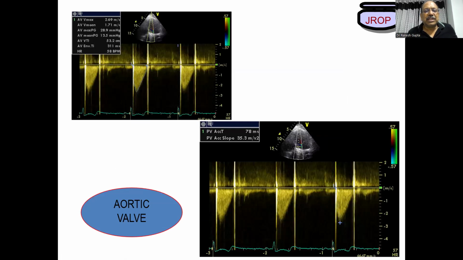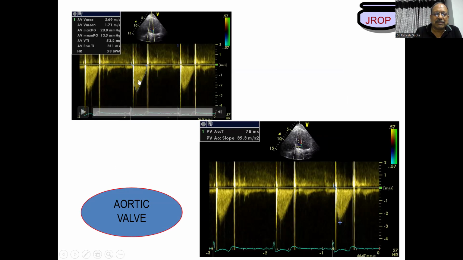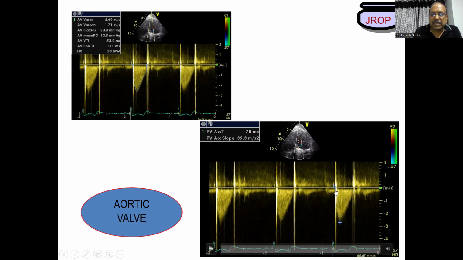Now, the most important thing is to look at the prosthetic valve in toto. And what we did, we went on to do a continuous wave Doppler across this prosthetic aortic valve. What do we get? Peak velocity, mean gradient, pressure, peak gradient, mean gradient, velocity time integral, and the heart rate. And the most important thing, we get acceleration time and ejection time also, AT and ET.